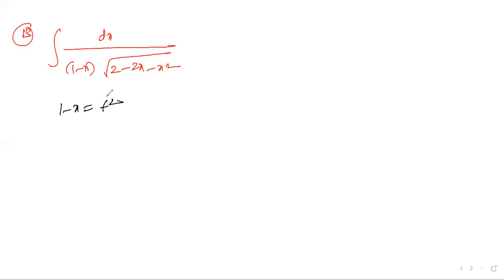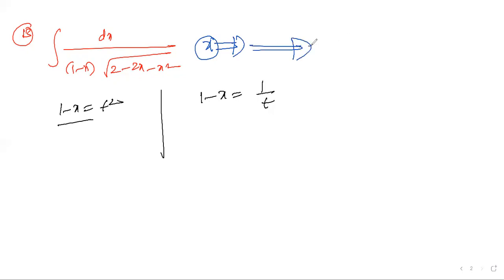Some people, if you want to get the answer an easy way, take other methods. They take 1 minus x is equal to 1 by t. You also get the same answer. It is convenient to take 1 minus x equal to t square or 1 by t, nothing matters about that. Our intention is to simplify the question. The question is in terms of x, we cannot do it directly.